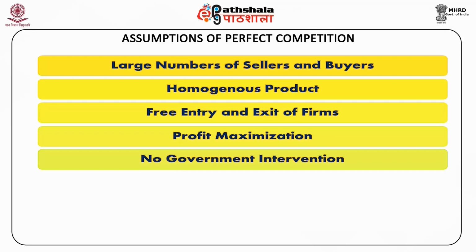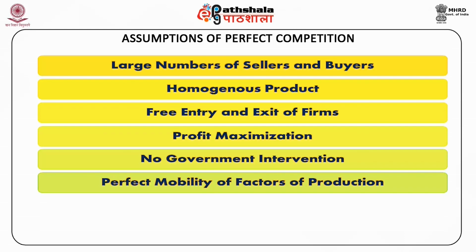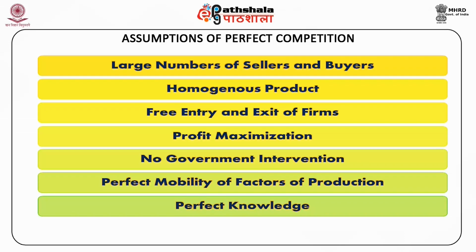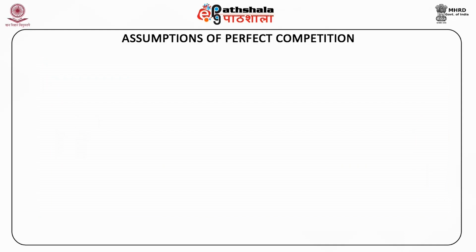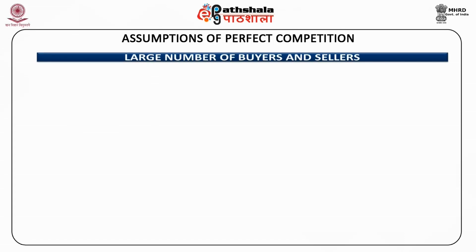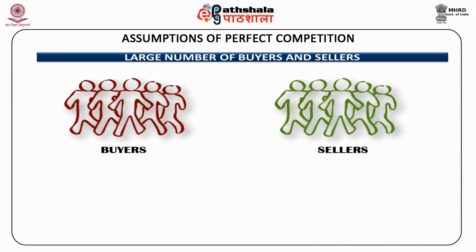These assumptions are required for a market structure to be known as pure competition. However, for a market to be called perfect competition, two more assumptions have to be fulfilled: perfect mobility of factors of production and perfect knowledge. These are the seven assumptions required for a perfectly competitive market. Now let us discuss these assumptions in detail, starting with the assumption large number of buyers and sellers. In perfect competition, there are many buyers and sellers of the product, and each one is buying or selling only a very small portion of the total product.